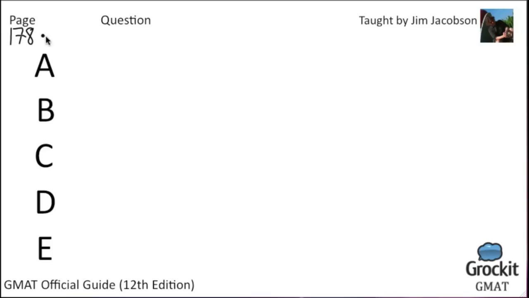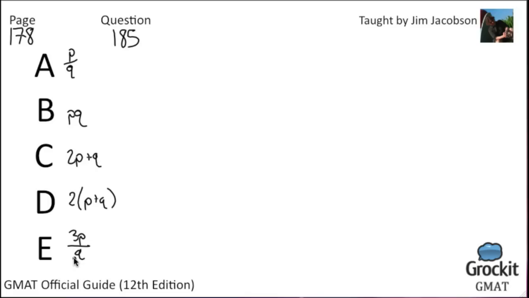Number 185. So P over Q, PQ, 2P plus Q, 2 times P plus Q, and 3P over Q. So if P is an even integer and Q is an odd integer, which of the following must be an odd integer?